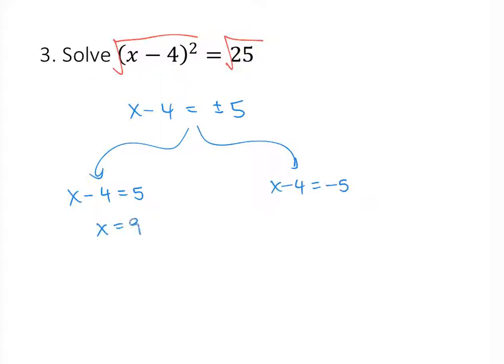Here if we add 4 to both sides, we get x equals 9. Here we add 4 to both sides, we get x equals -1. So there are our 2 solutions.